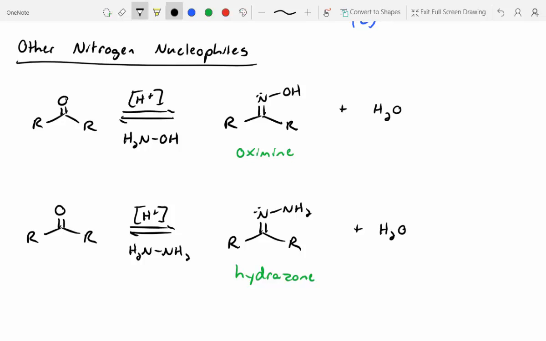And the reaction we're going to talk about next is called the Wolff-Kishner reaction. Is it okay if I change pages? No. Right, 1 second.